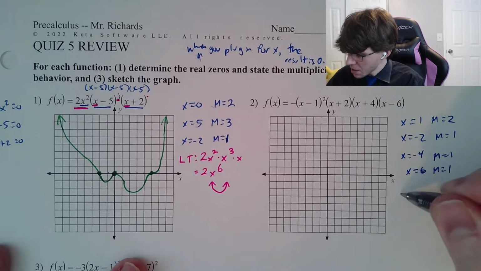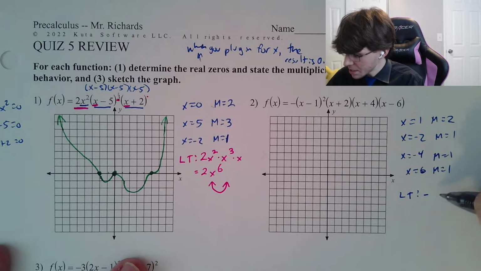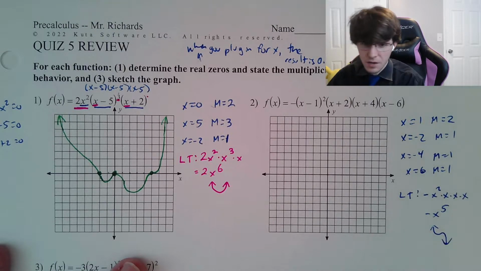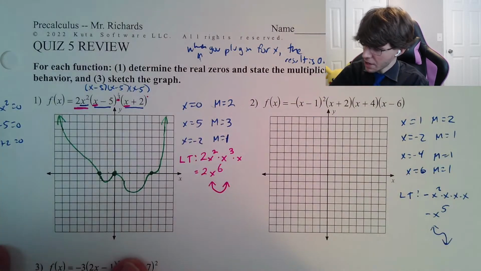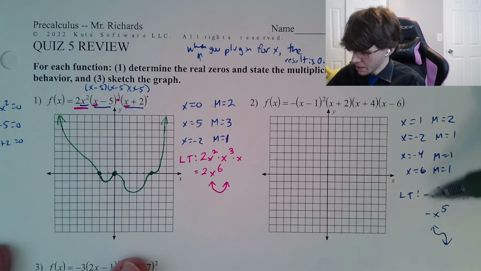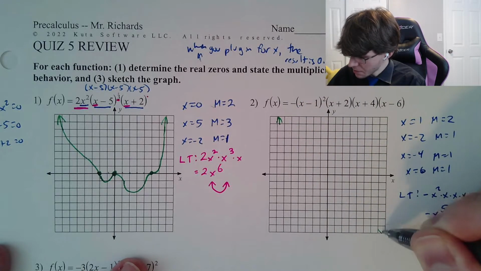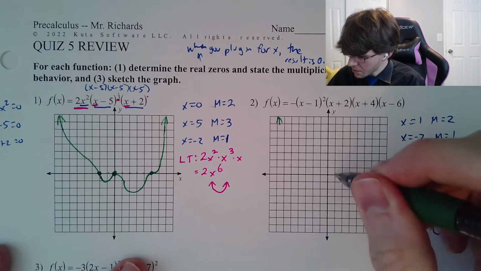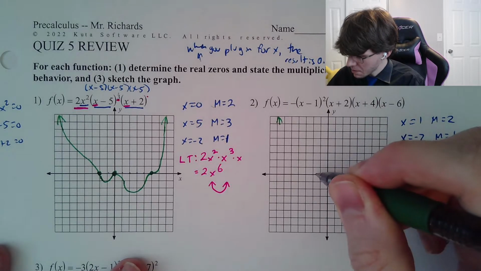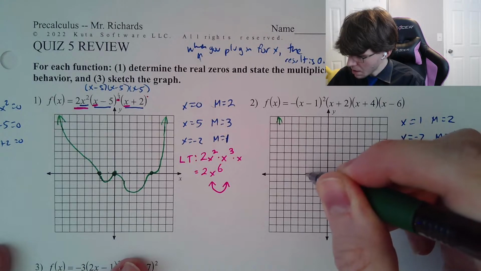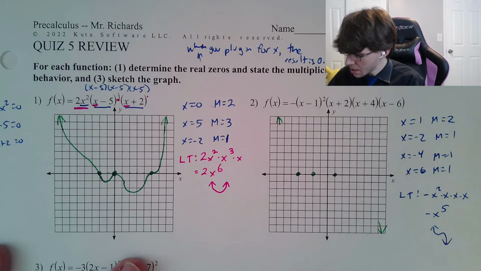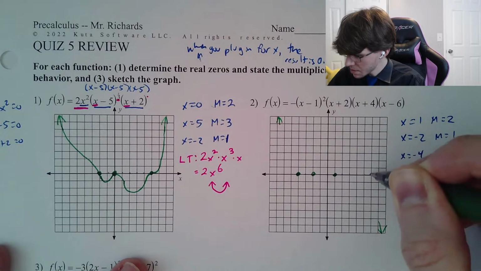From all of this together, we can now do our leading term. Our leading term is that negative sign, and we have an x squared, an x, an x, and another x. That's going to be negative x to the power of 5, which is a negative odd, looking something similar to this. Which means for our actual graph we can go ahead and get going on it. I should have done that in pink. I did that in pink on the other part of the question. Whatever. So we have going up over here on the left, down over here on the right, and our zeros at 1, at negative 2, at negative 4, and at 6.